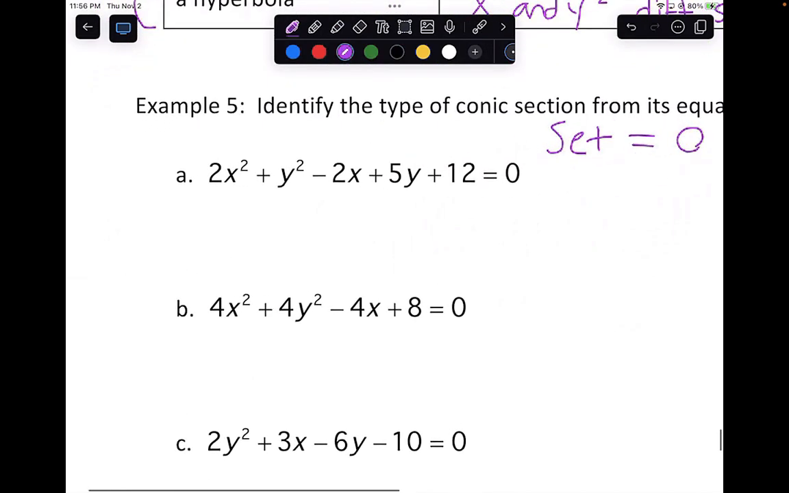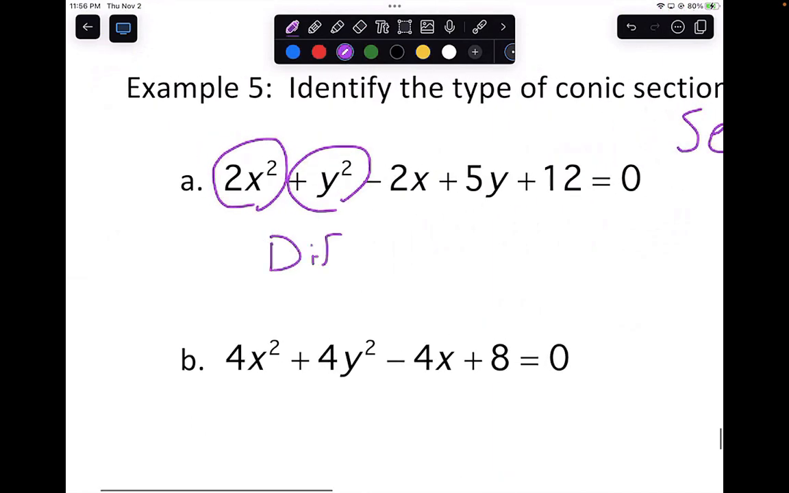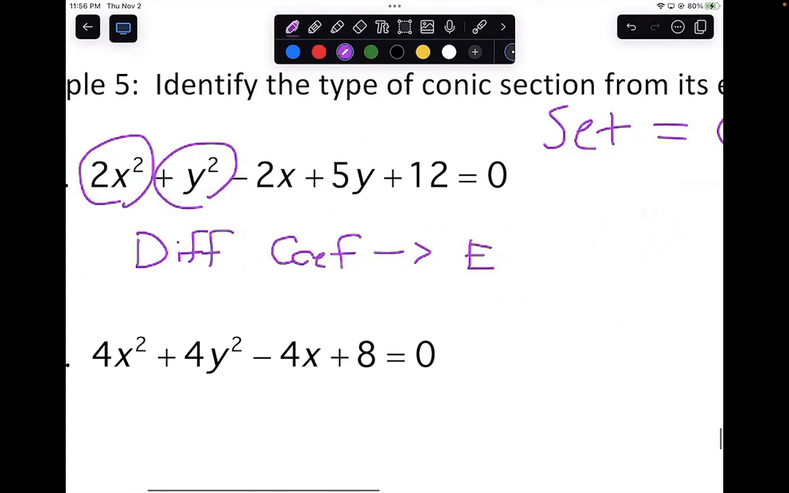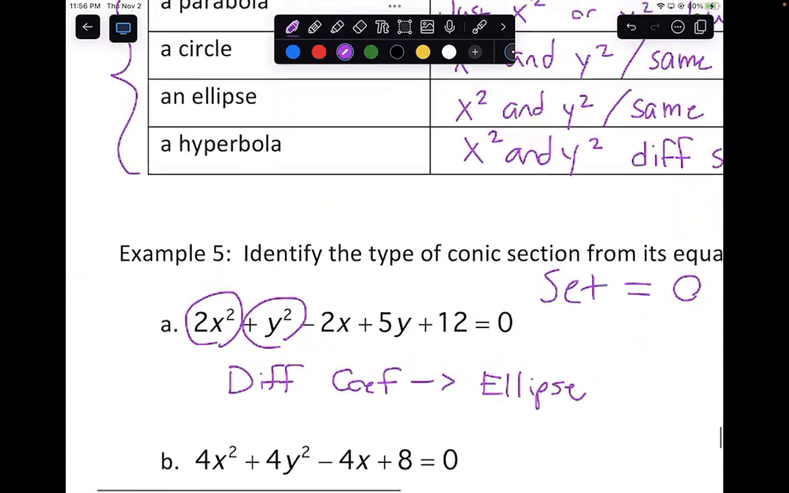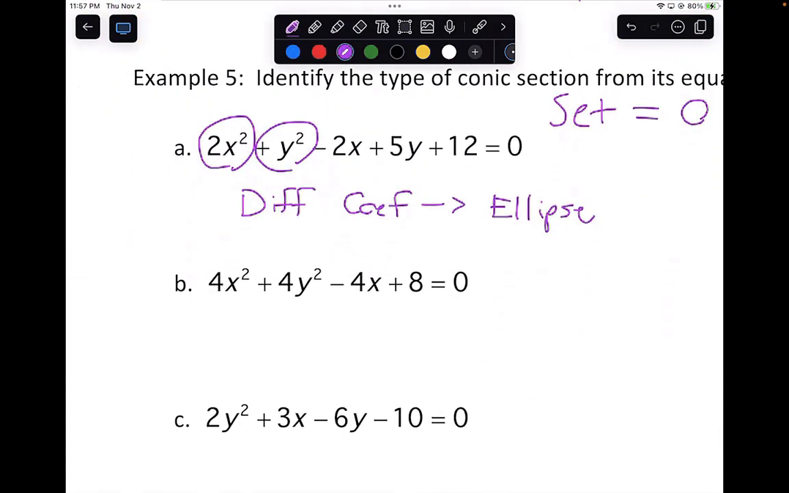Looking at this first one here, I notice we have both x squared and y squared. It definitely cannot be a parabola. They're both positive, so it can't be a hyperbola either. So it's either going to be a circle or an ellipse. Since they have different coefficients, that means this has to be an ellipse. Don't be the person that tries to solve and complete the square on every one of these, because you will run out of time. If you know your rules here, it speeds it up.